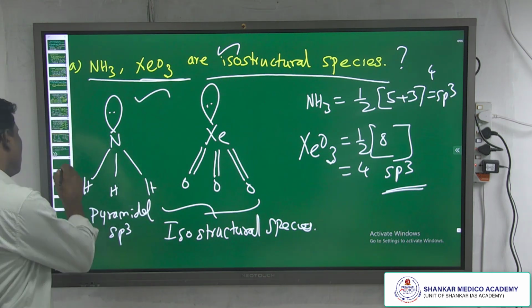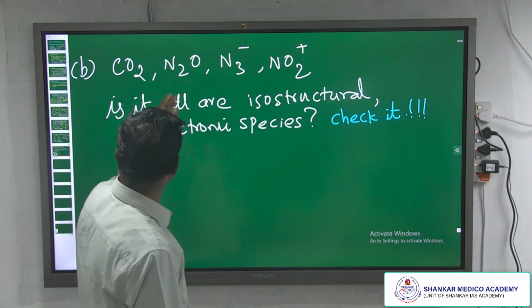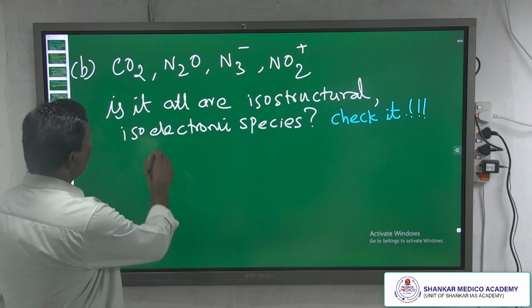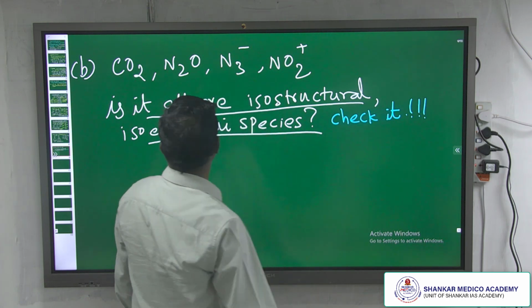And now we will see one more example. CO2, N2O, N3 minus, NO2 plus. Are they all isostructural or isoelectronic species? Let us see here.